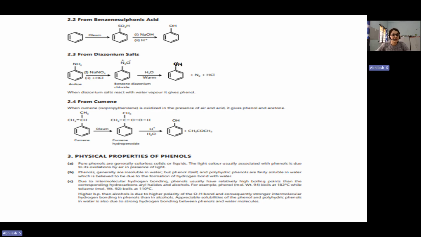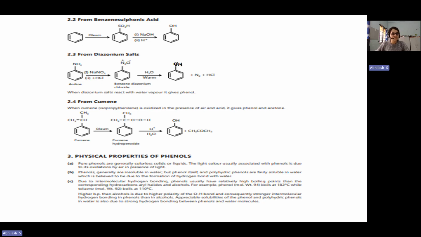Let's discuss another most important preparation of phenols, from diazonium salt. When aniline reacts with NaNO2, sodium nitrite, and HCl, it leads to the formation of benzene diazonium chloride, which is a salt intermediate. When this benzene diazonium chloride reacts with water vapor, it gives phenol. Here you can see the byproducts, nitrogen and HCl. Nitrogen can be easily eliminated as a gas, so we can easily obtain the phenol. So this is the best method for preparation of phenols, we can say.